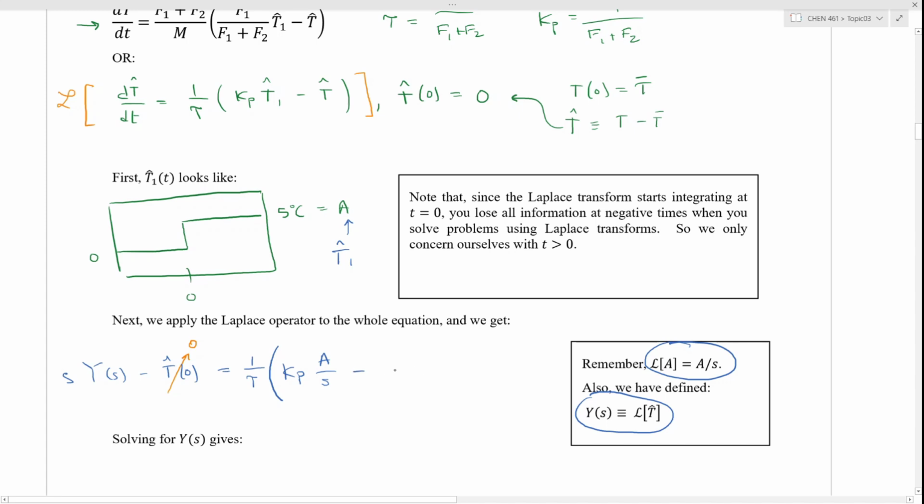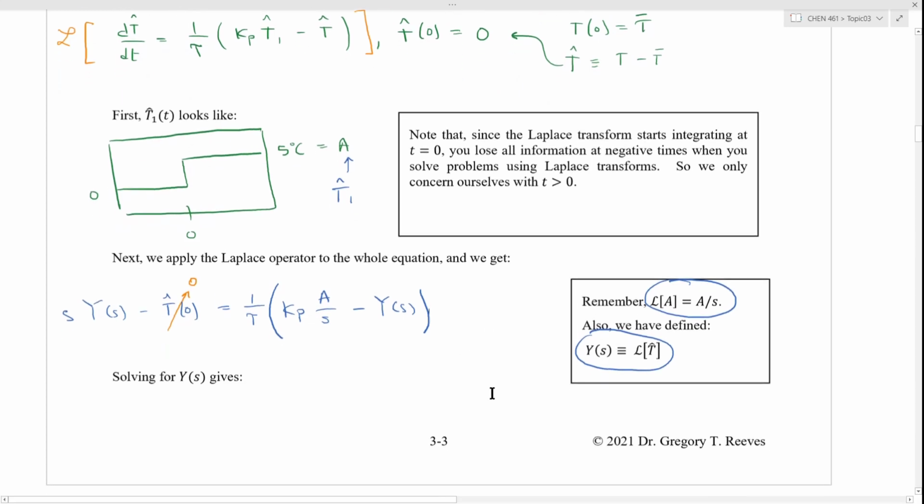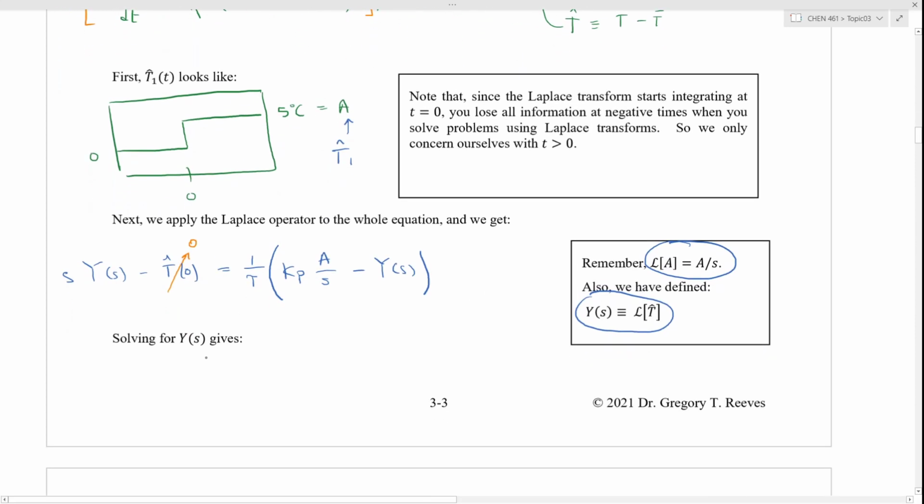The second term inside the parentheses is the Laplace transform of T hat, which we've already covered is capital Y of s. So what we want to do is solve this now algebraic equation for Y of s. And what we get is Y of s is equal to the process gain times the magnitude of our step change, A, divided by tau, all of that divided by s times s plus 1 over tau. So all I did is take this algebraic equation with one unknown, Y, and solve it for that unknown.